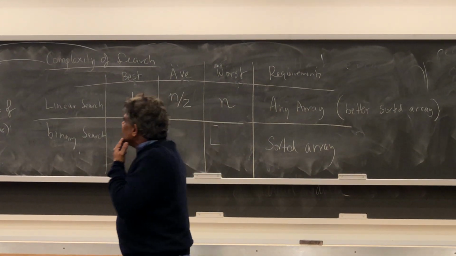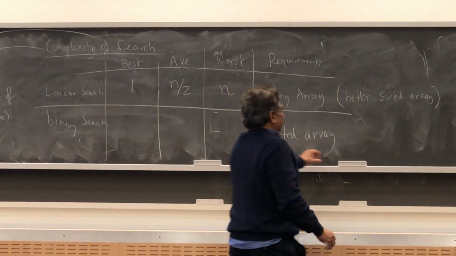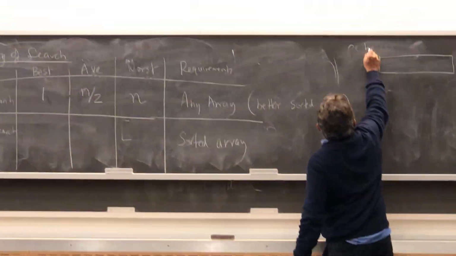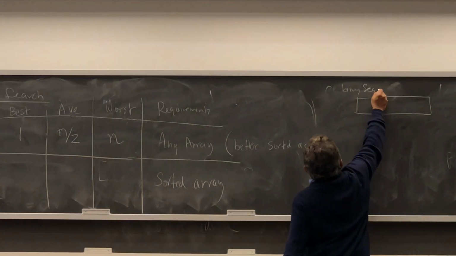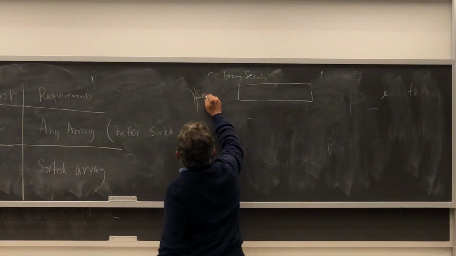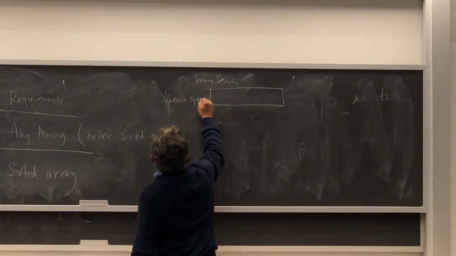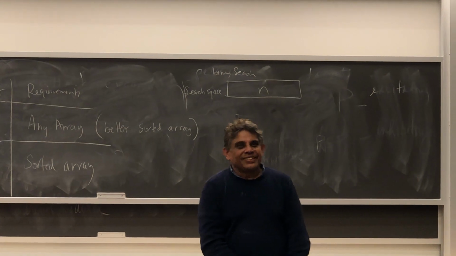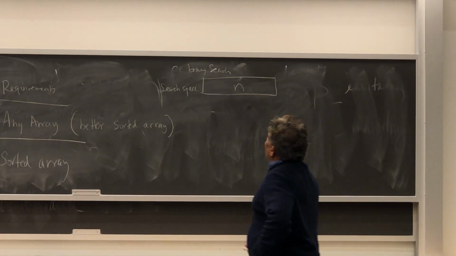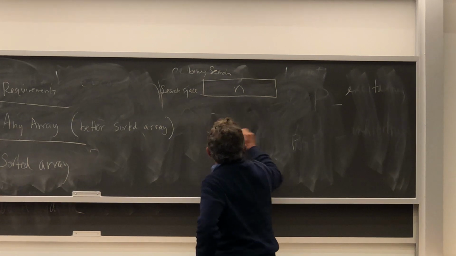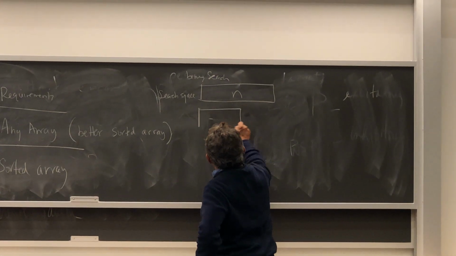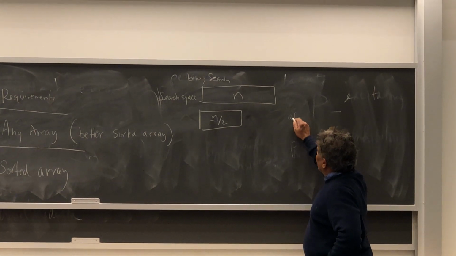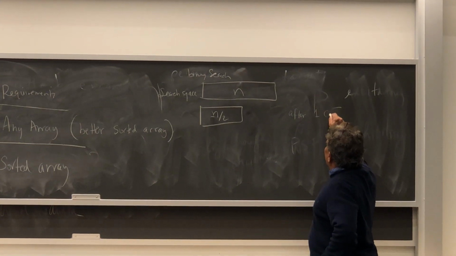Now let's think about binary search. That's a little bit tricky. In the binary search, the search space is size n. Remember the low and the high, right? It's 0 and n minus 1. After doing one comparison, the search space becomes n over 2.